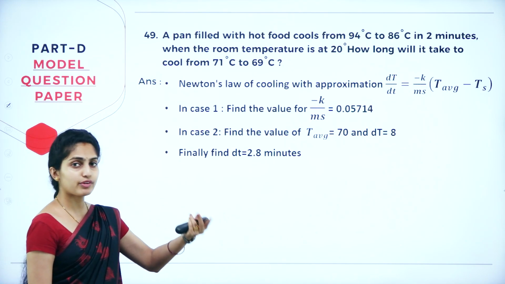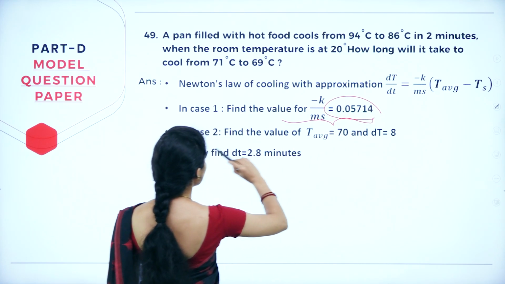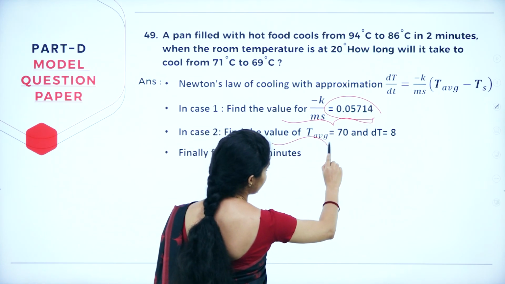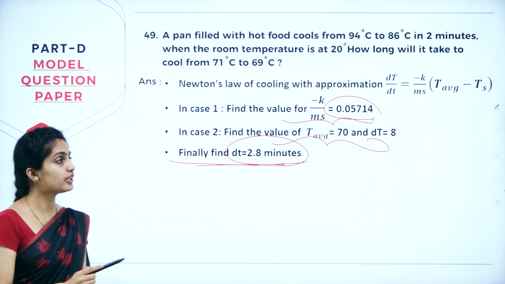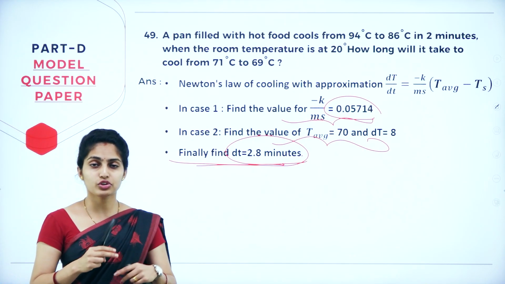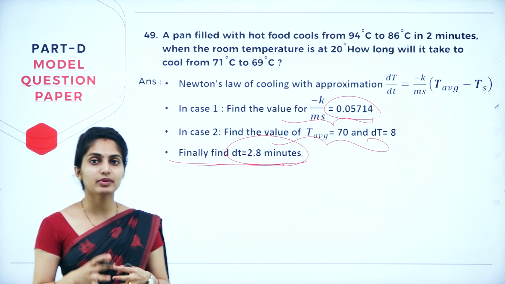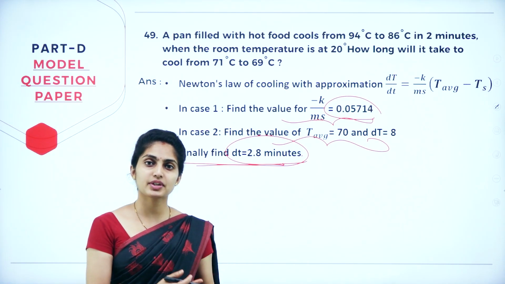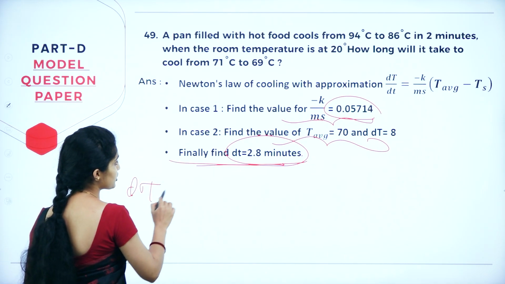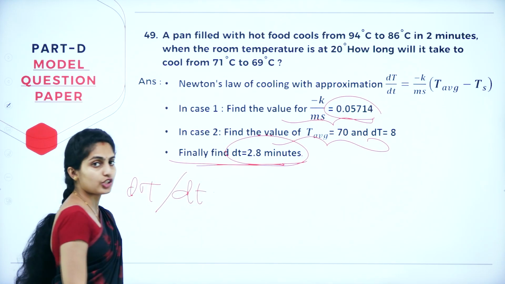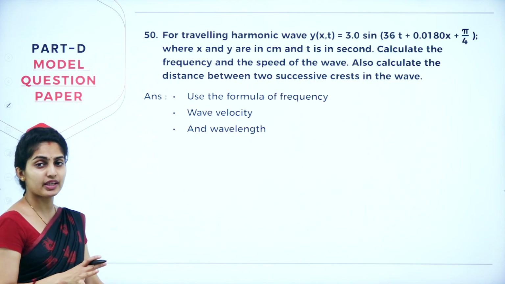So in case 1, we have to find the value of this, and the value is given here. In case 2, you have to find the value of T average, and it is given here. And finally, find the value of dt. So dt will be 2.8 minutes. In order to have a change in temperature, it requires 2.8 minutes, that is the change in time. As there is a change in time, there is a change in temperature. So capital dT is the change in temperature, and dt is nothing but the change in time in this question. And finally, we are moving to the end of this question paper, that is the 50th question.